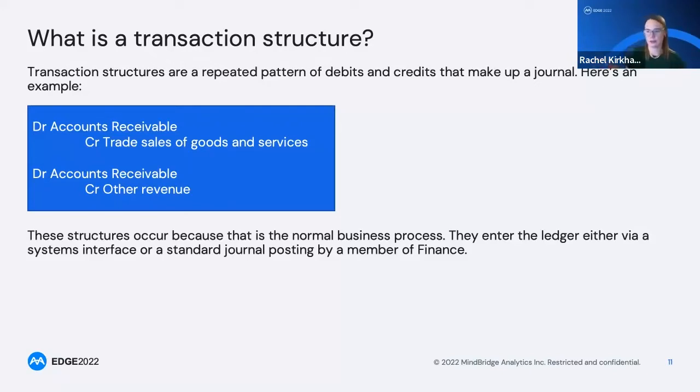In this example on the screen, we've got debit accounts receivable, credit trade sales of goods and services, and then we might also have some other revenue associated with that. So we've got debit AR, credit other revenue. That activity actually happened in a subledger, and there was an automatic posting into the GL, which is representative of that transaction. There will be many, many transactions within the ledger that look like this, because the prescribed set of debits and credits is in the system interface design, essentially.